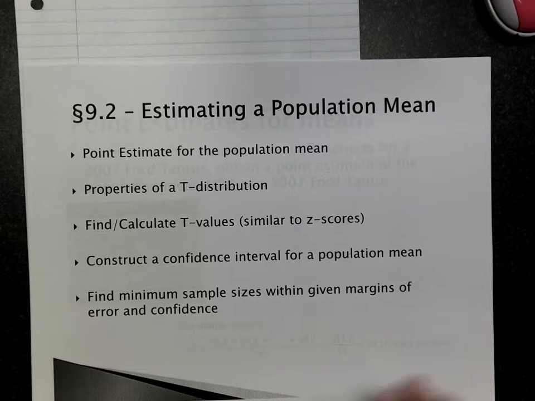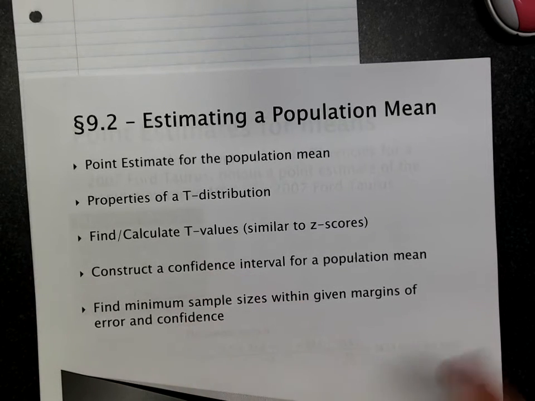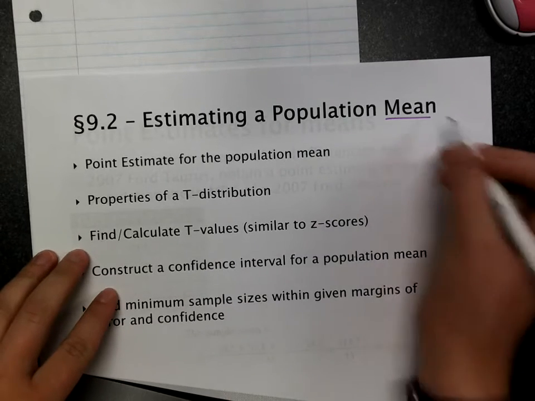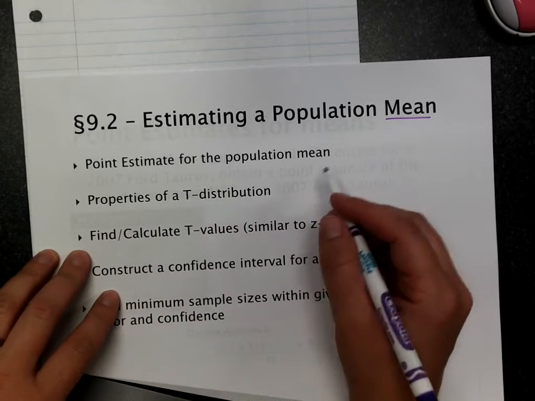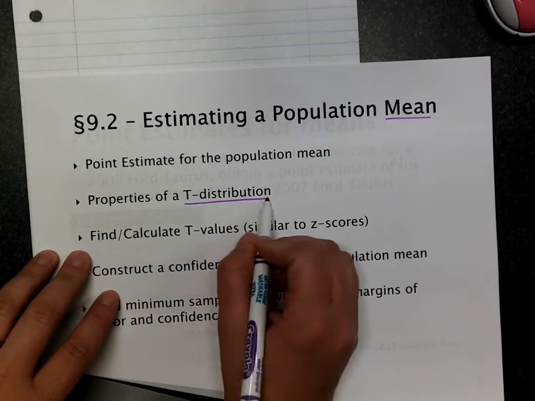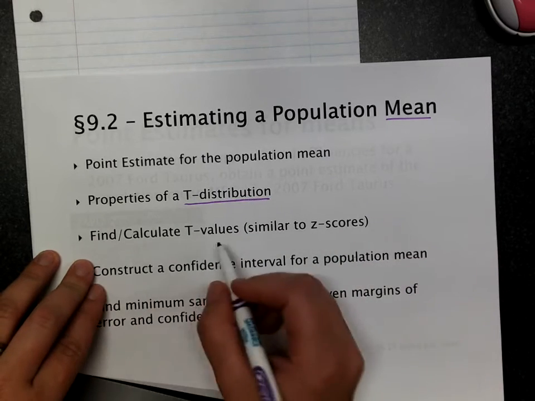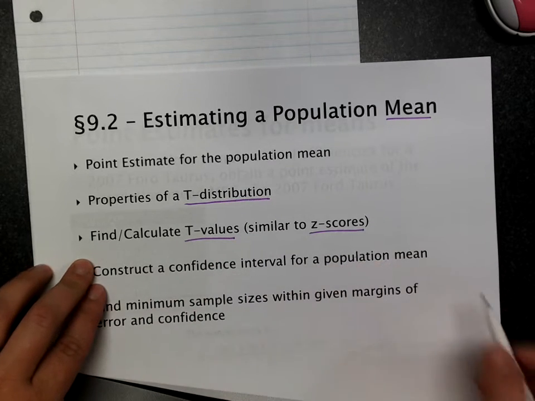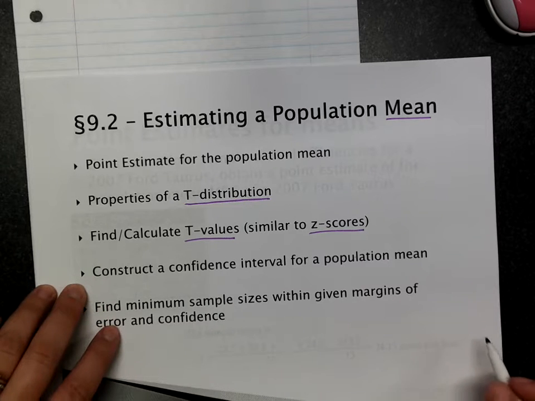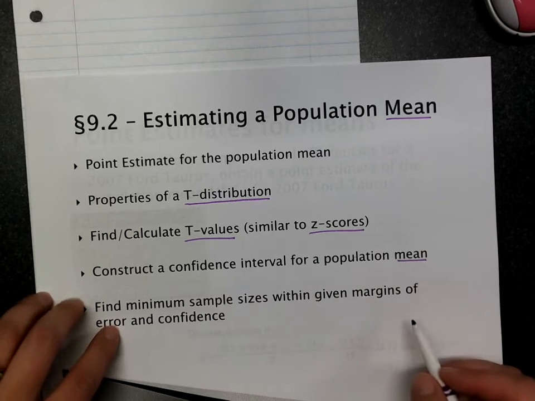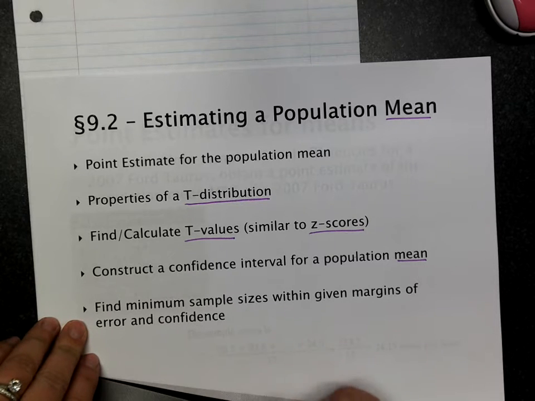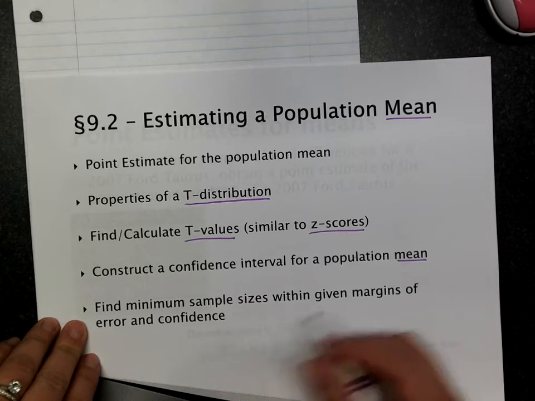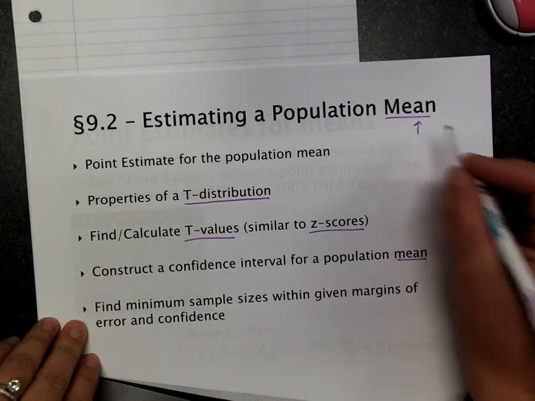Section 9.2 is about estimating a population mean. Section 9.1 was about proportions, and now we're going to do the exact same thing for estimating means. We're going to talk about a point estimate for a population mean, talking about something called a t-distribution, which is something new, find and calculate t-values, which are very similar to z-scores. Then we'll learn how to construct confidence intervals for a population mean, and find those minimum sample sizes with given margins of error and confidence, just like we did in section 9.1, just this time with means instead of proportions.